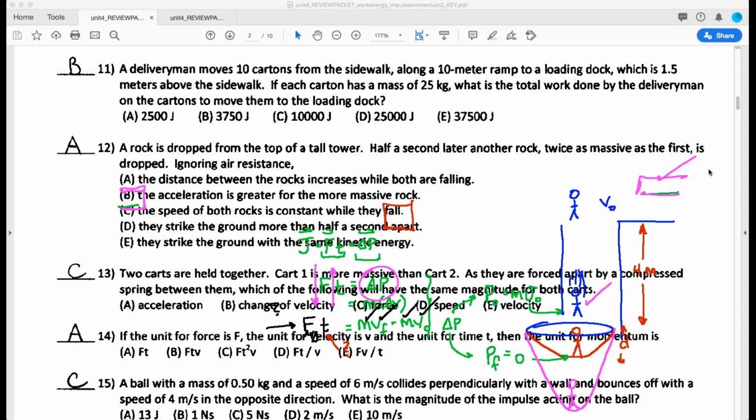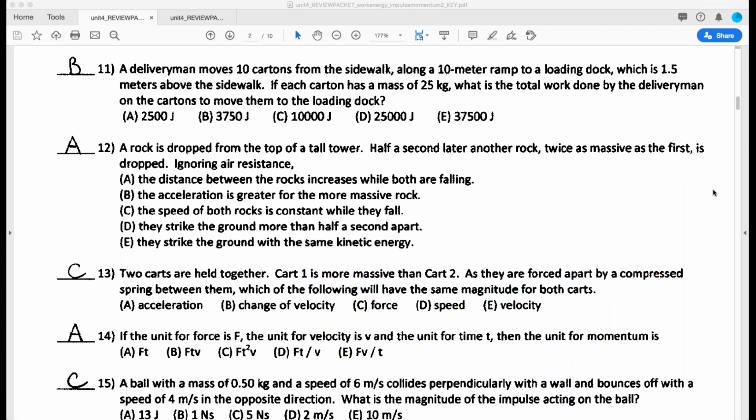Okay, so this one reads, we have a delivery man, and the delivery man is going to move 10 cartons from the sidewalk along a 10-meter ramp to a loading dock, which is a certain distance above the sidewalk.